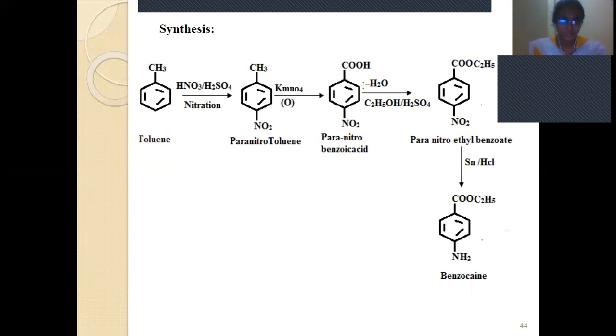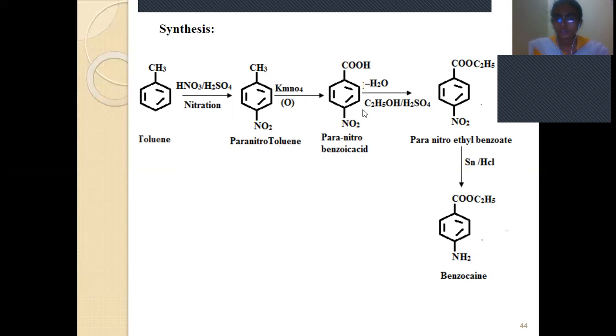I will explain it again. The starting material is toluene. When it undergoes nitration in the presence of nitric acid and sulfuric acid, the nitro group is attached in the para position, so it is para-nitrotoluene. When it undergoes oxidation in the presence of potassium permanganate, para-nitrobenzoic acid is formed. In place of the methyl, the benzoic acid COOH is attached.